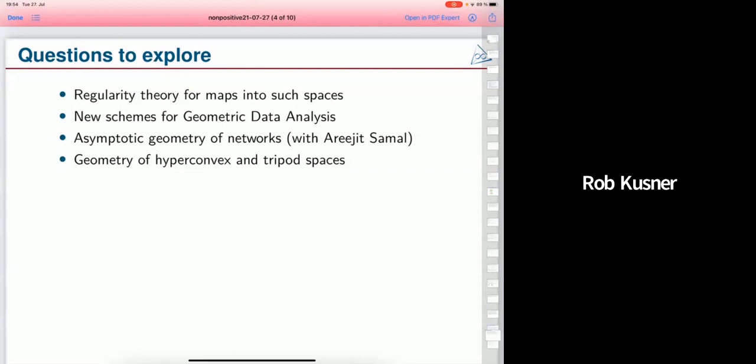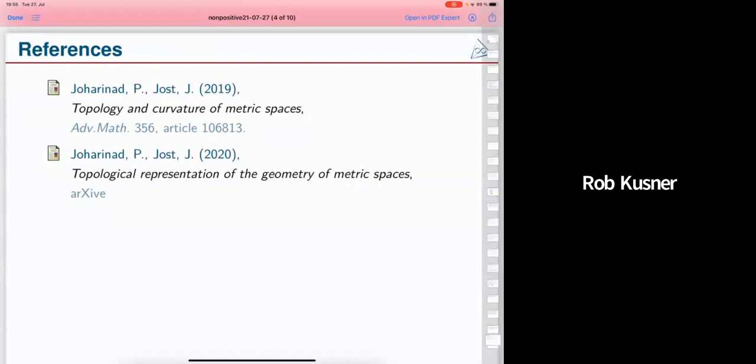You can study then empirical data sets, networks, that is, point clouds with distances. You can look at the asymptotic geometry, and that is a joint project that we currently carry out with Arijit Samar, who heads the partner group of our institute in Chennai in India. And then from a geometric perspective, there are many questions about the geometry of hyperconvex and tripod spaces, in particular, how to systematically construct hyperconvex hulls, for instance. And so these are our current papers, and we are working on producing more.